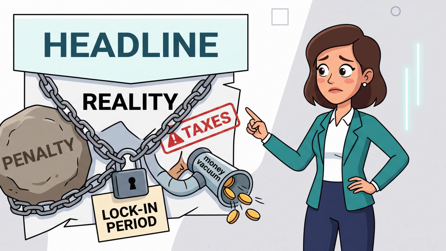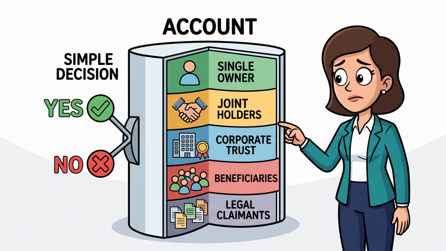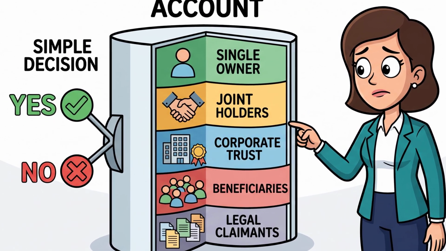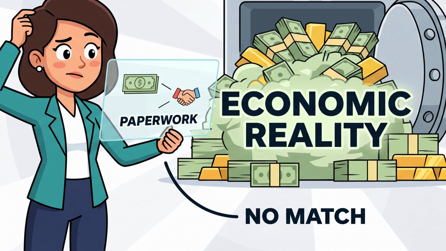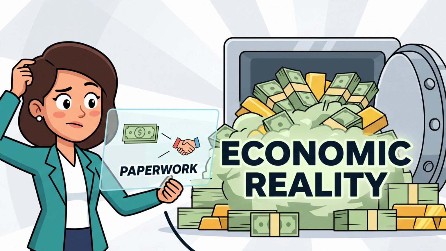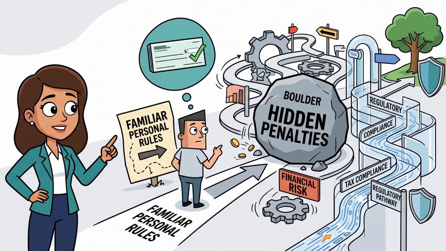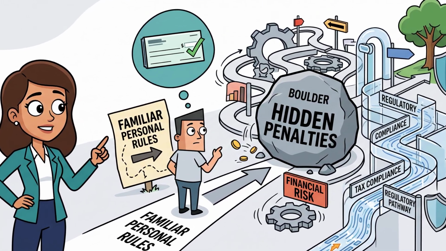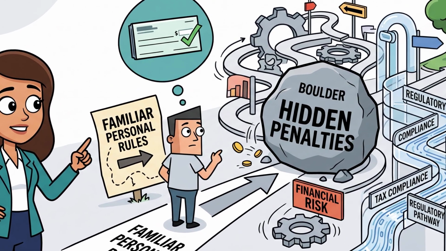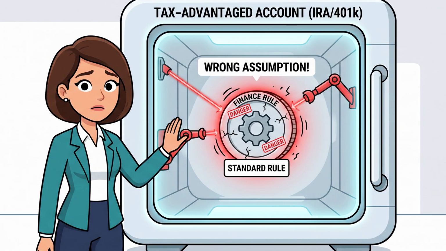A retirement account rule can look like a clean yes or no decision from the outside, but inside the account there are layers. Who owns the asset? Where the money came from? How the IRS classifies the transaction? And whether the paperwork matches the economic reality. The people who get hurt are usually not trying to cheat the system. They are usually assuming that a familiar personal finance rule works the same way inside a tax-advantaged account, and that assumption is where the danger begins.